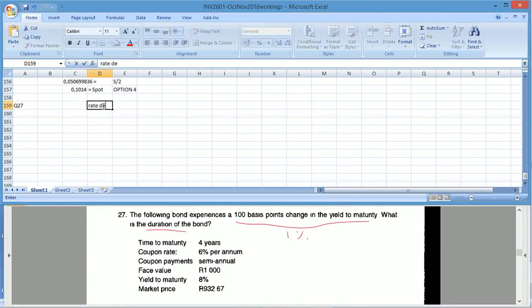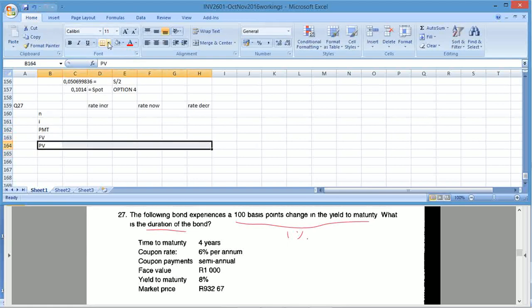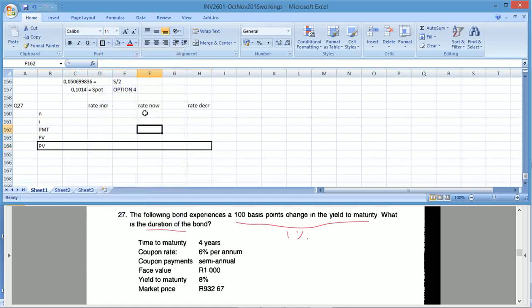Obviously, you need the rate decrease, the rate now, and then the rate increase. Well, actually, if the rate decreases, the bond price will increase, so that must go on that side. Then obviously N, I, PMT, FV, and PV is what I'm solving for. So you draw up a little table and get those values.